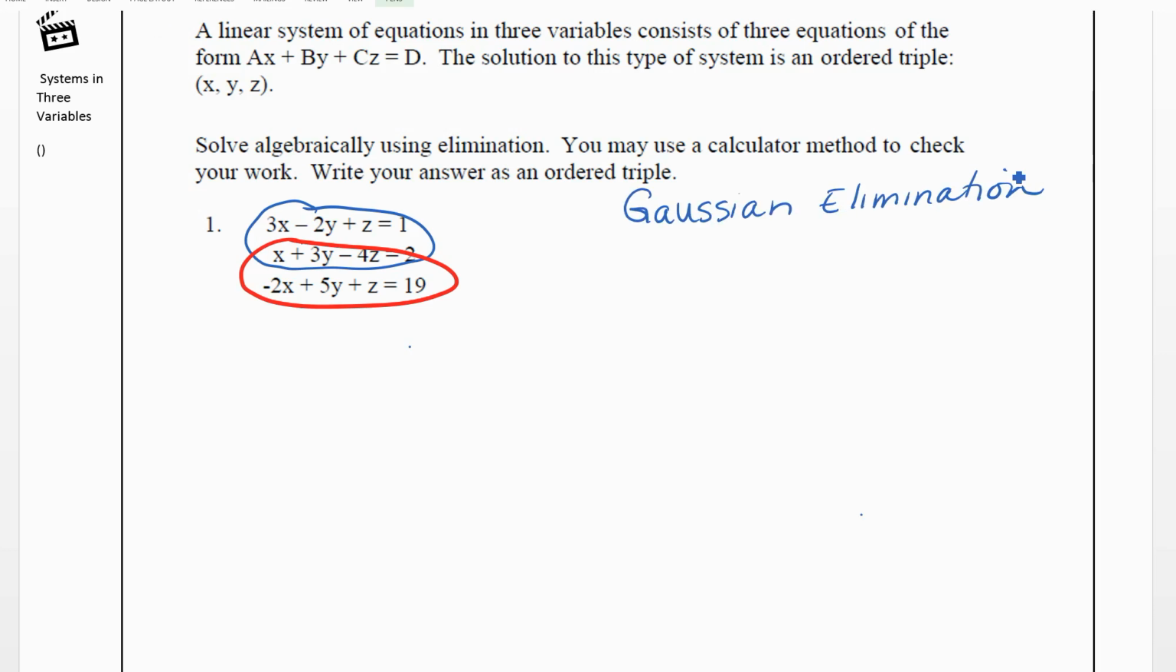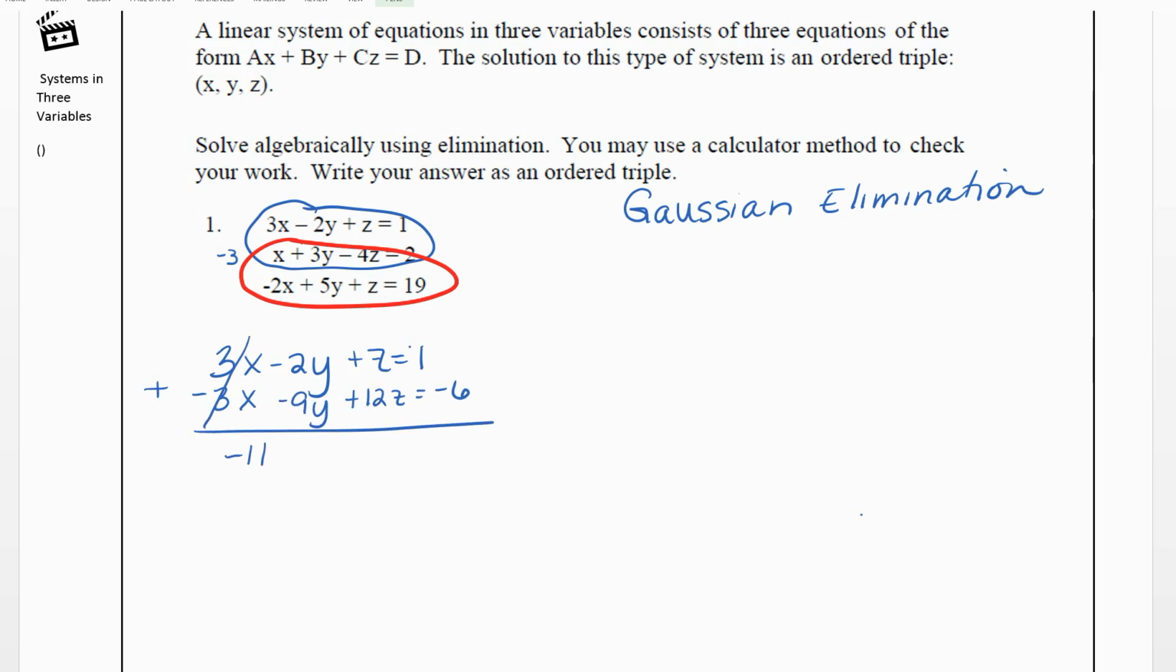Okay, so we're going to start with what I circled in blue. I'm going to leave the first equation alone, and the second equation I'm going to multiply through by -3, so that in the first equation we have a coefficient of 3 on the x, and the second one will have a -3. Okay, so I've multiplied through. Now I'm going to add, and you'll see that our x's are eliminated.